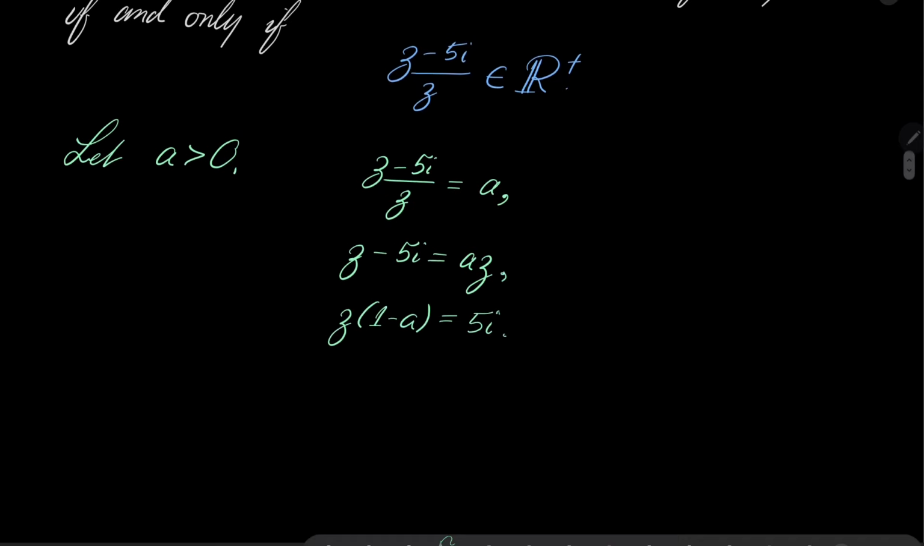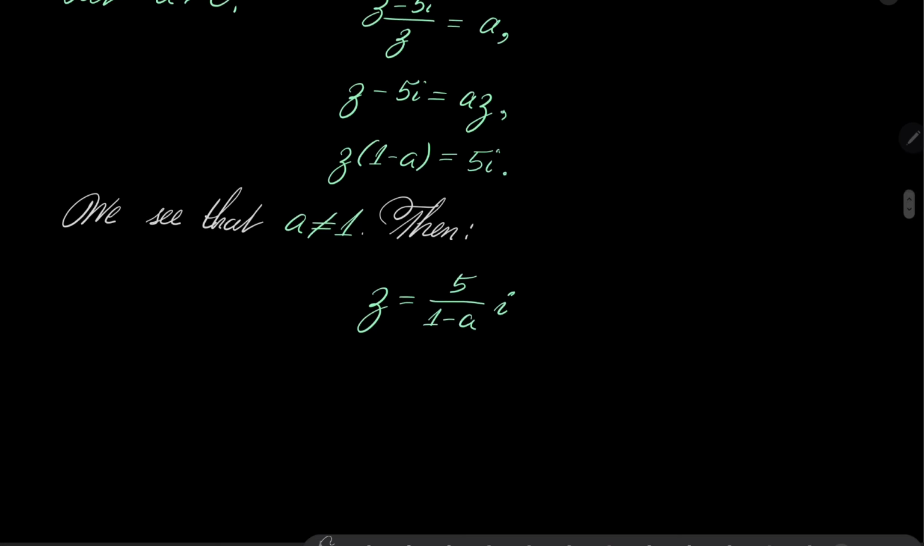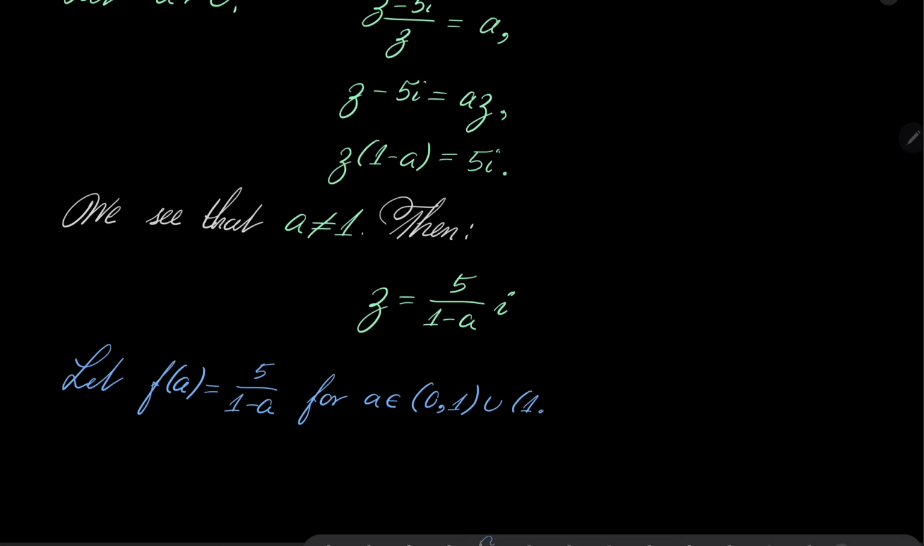All right? And notice, now we see the following: first of all, a cannot be 1. Then, we can write that z equals 5 over 1 minus a times i. So our solutions are complex numbers of this form. But let's investigate this function right here. Well, let f of a be equal to 5 over 1 minus a, for a in the interval from 0 to 1, union 1 to infinity.